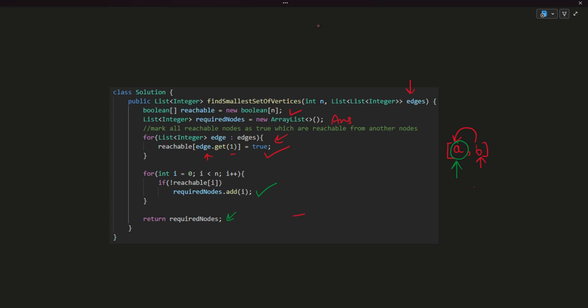So let me discuss the time complexity. Here I am traversing the whole edges array, and after that I am traversing all the vertices to check whether each is reachable or not. So I am processing 2 loops. The time complexity will be order of E plus V, or you can say order of V plus E, vertices plus edges, and the space complexity will be order of n only, to store the boolean values for all the vertices.